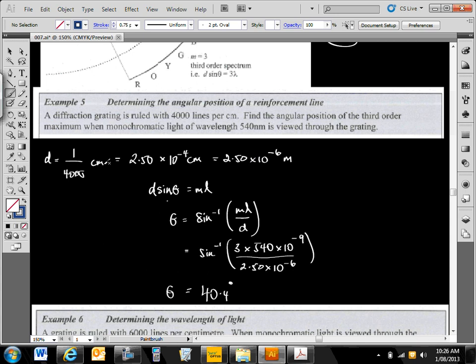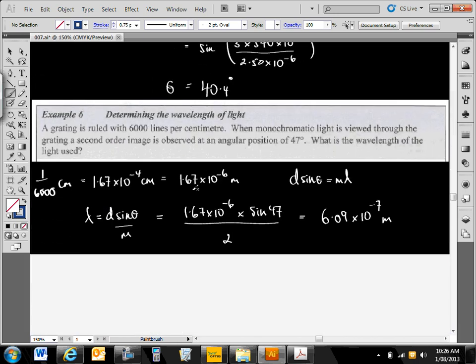Here's how we find d. 1 on 4,000 centimeters is d, which we change to meters, of course. d sin theta is equal to m lambda. So we're talking about the third order maximum, so m is equal to 3. Lambda is given as 540 times 10 to the minus 9 meters. And we find this angle of 40.4 degrees. If you're using a spectroscope and you know the wavelength of the light that's coming off of the LED, for instance, you could do these theoretical calculations and just confirm with your measurements.